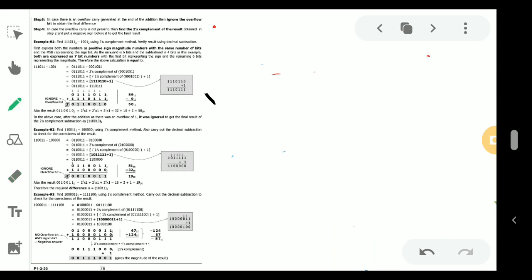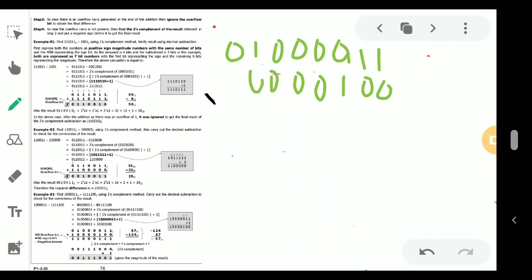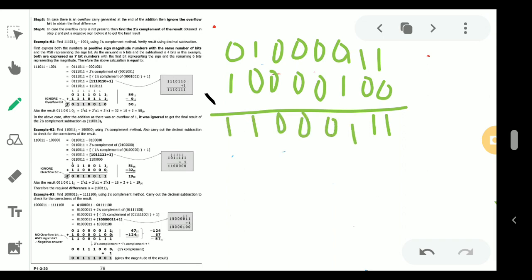So the first number I am getting is 0100011, and on this I am adding the second number. Now I am adding the numbers. So if you add this number, 1 here, 1 here, here also 1, 0, 0, 0, 1 and 1. So no carry is generated.